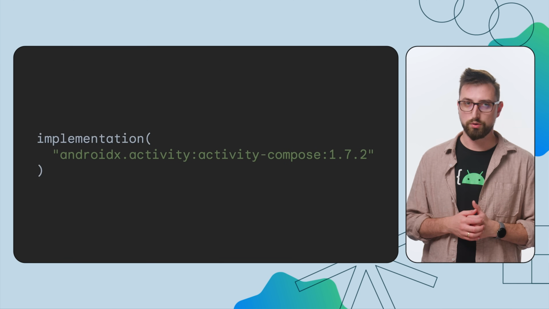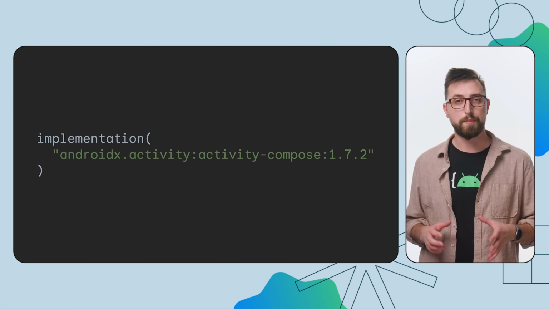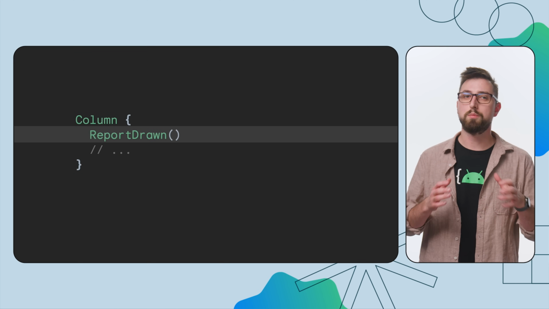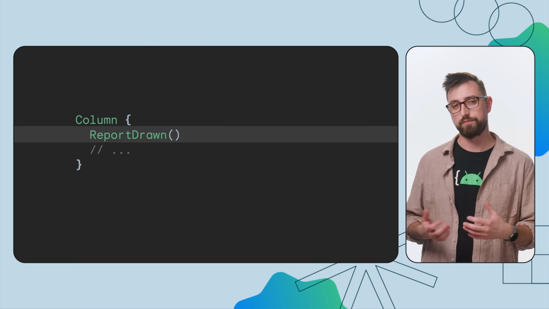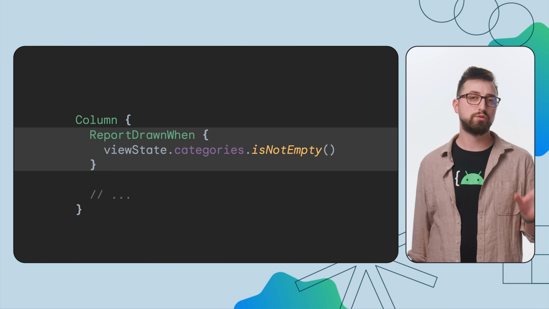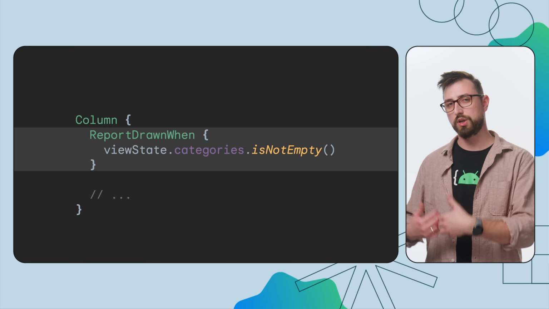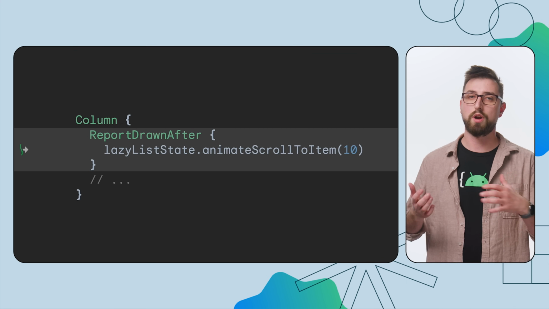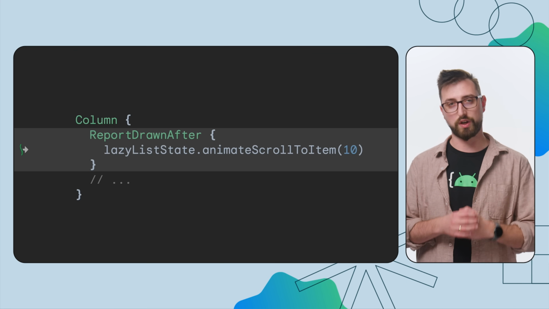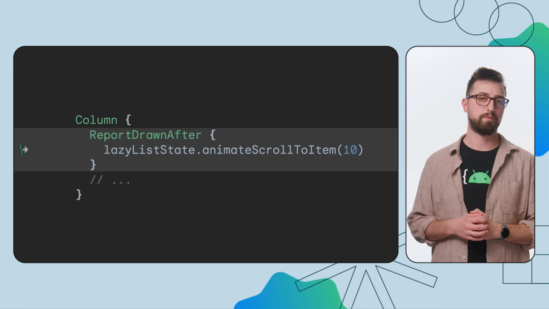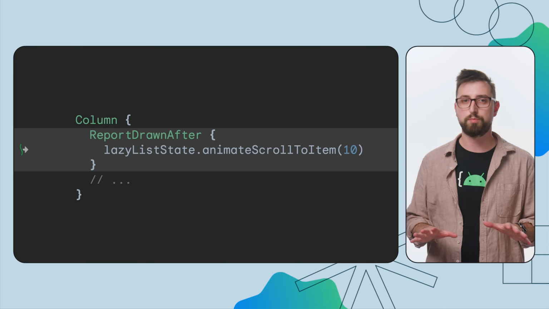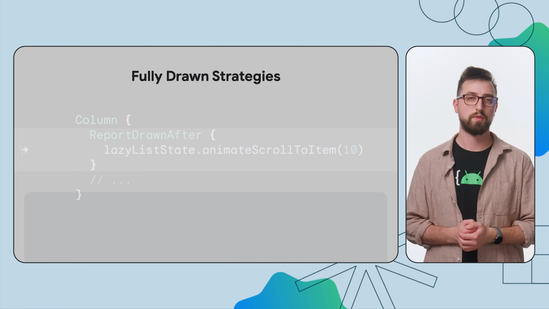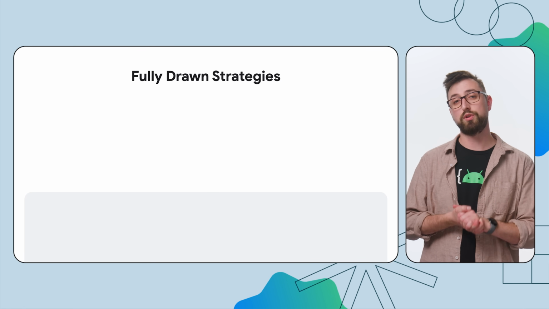To report it from Compose, first add the AndroidX activity Compose dependency to your app, and then add the ReportDrawn composable to a composable that represents when the loading is done. Alternatively, you can use ReportDrawnWhen, which waits until some lambda predicate is true to decide when to report. Or you can also use ReportDrawnAfter to wait for the suspending function to finish, like waiting for animation to be done. This code can stay in your production code as it can improve performance over time on your users' devices.